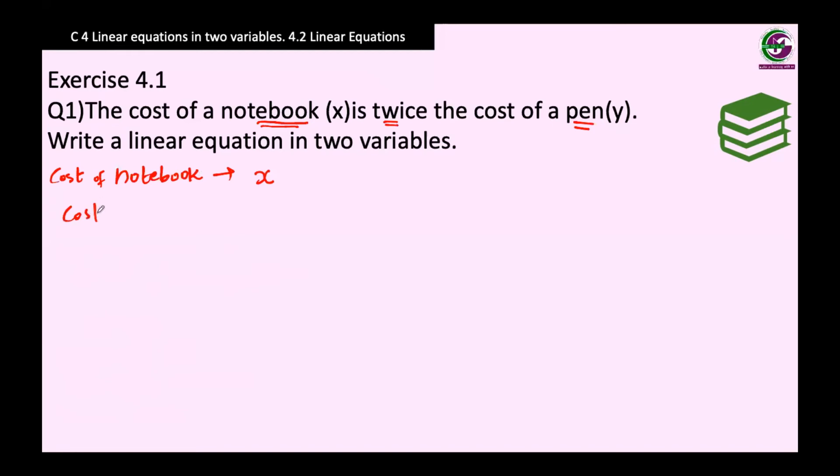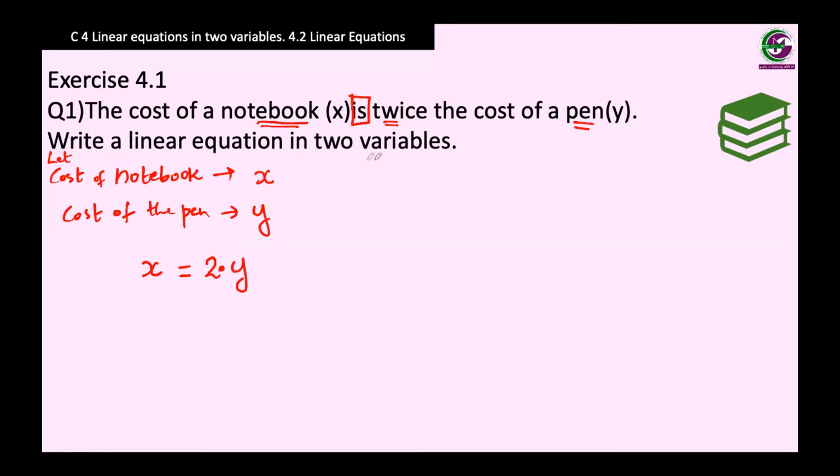And let the cost of the pen be represented by Y. We have to use it because it's given to you. Now, the highlight of this question is to look into this one. So the cost of the notebook, which is X, is equal to twice. Twice means 2 times. 2 times the cost of the pen means 2y. X is equal to 2y.